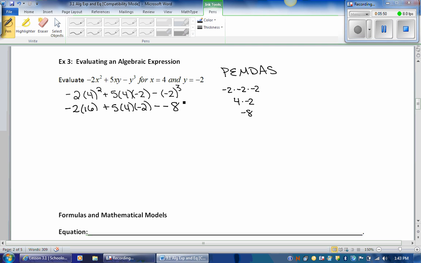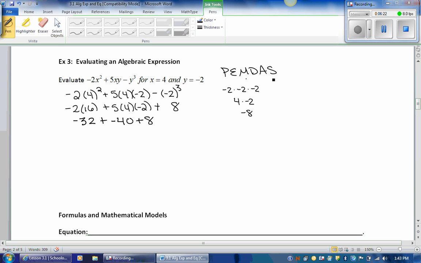Okay. And you guys already know that when you have minus and negative, it simply becomes plus. Right, and I don't really need the second one, obviously, but it was there from changing it. So now we're on to multiplication. Negative 2 times 16 is negative 32. Plus 5 times 4, which is 20, times negative 2 is negative 40. Plus 8.